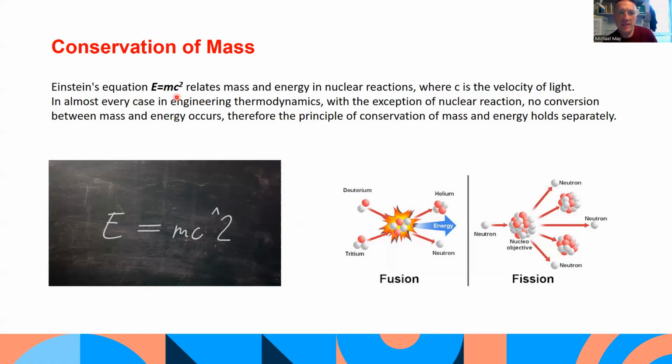Einstein's equation, E equals mc squared, relates the mass and energy in nuclear reactions, where c is the velocity of light. In almost every case in engineering thermodynamics, with the exception of nuclear reaction, no conversion between mass and energy occurs. Therefore, the principle of conservation of mass and energy holds separately.